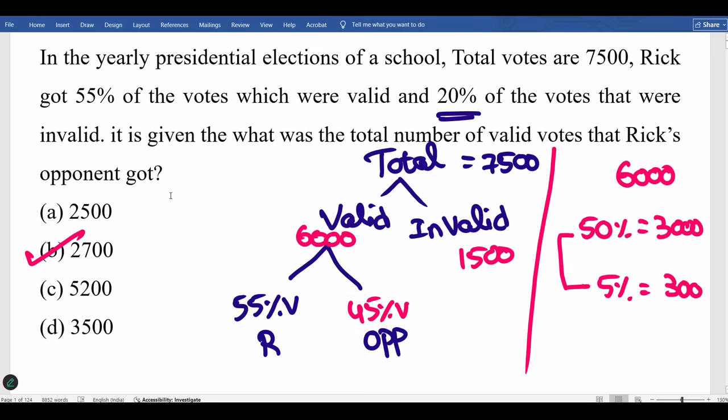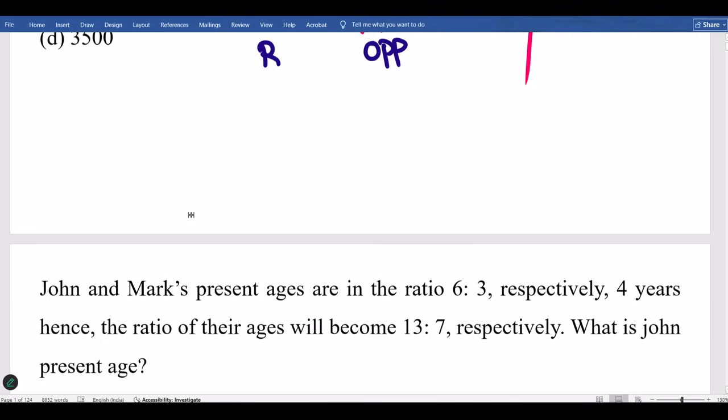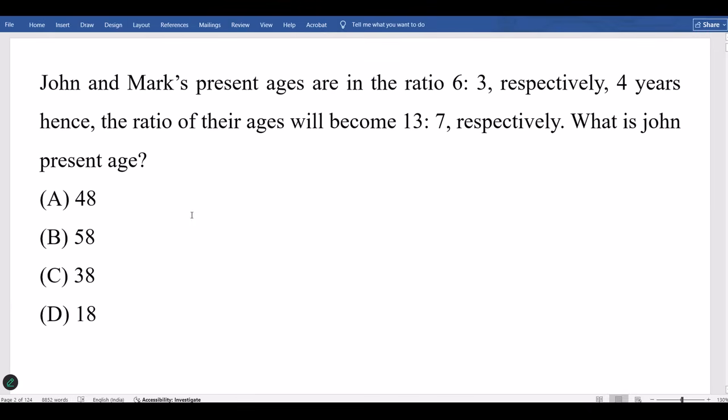Percentages, the voters concept is important here. Now ages also they're asking very much. You need to focus on ages as well. Let's look into this question. What is the answer?